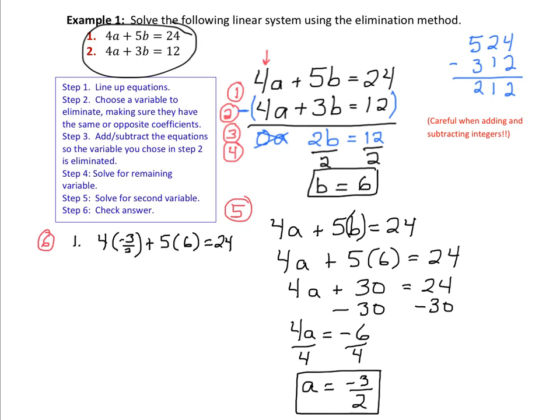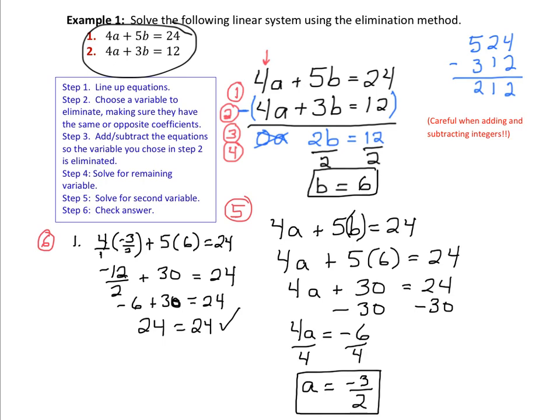So 4 times negative 3 over 2 would give us negative 12 over 2. Remember, multiply the tops together in a fraction and multiply the bottoms, and that's like saying 4 over 1. Plus 5 times 6, which is 30, equals 24. Negative 12 divided by 2 is negative 6, plus 30 equals 24. And negative 6 plus 30 is, in fact, equal to 24. So 24 equals 24, and it worked for the first equation.